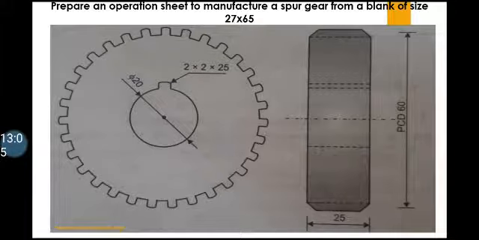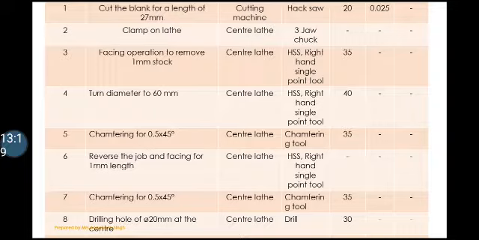Prepare an operation sheet to manufacture a spur gear from a blank of size 27 by 65. Here you can see a drawing of a spur gear. Dimensions are also given. So here you can see the operation sheet.